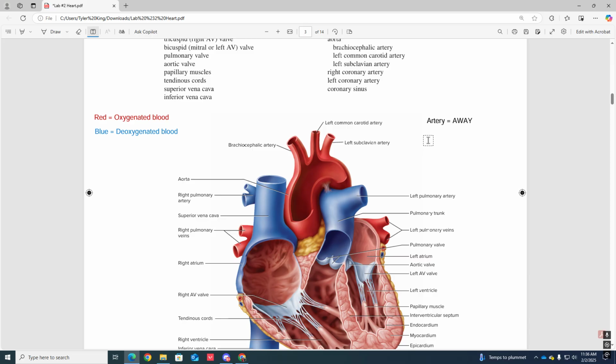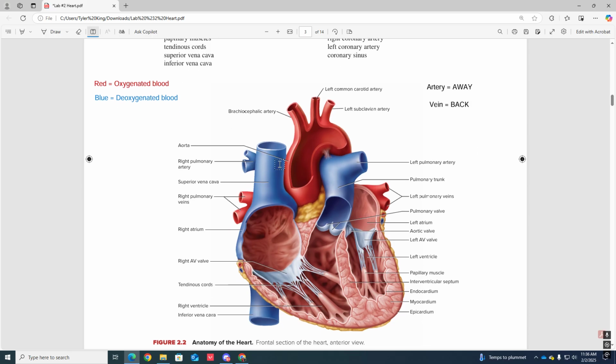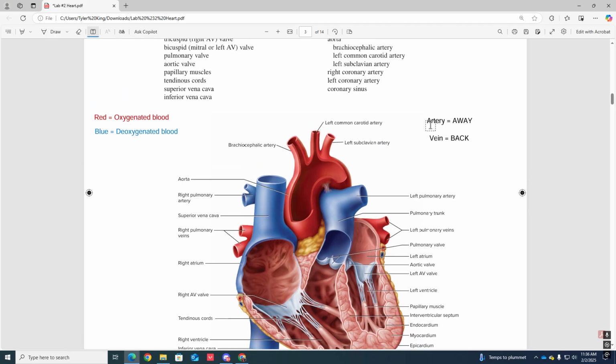Versus, for example, we have the veins here. All right, so we have the pulmonary veins, for example, right here and here. They're red. Isn't that oxygenated blood, Tyler? Well, no, because remember our rule up here. If it's an artery, it's going away. A vein is always bringing it back. All right. Vein always brings blood back to the heart. Okay, so remember that. We have these couple rules here.